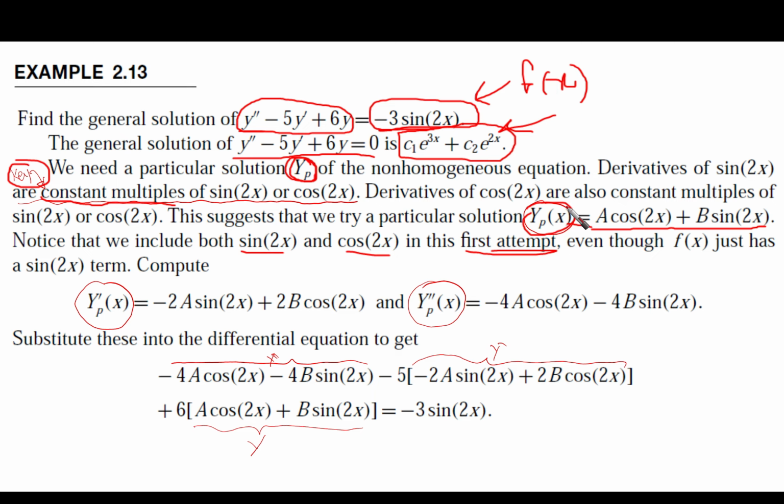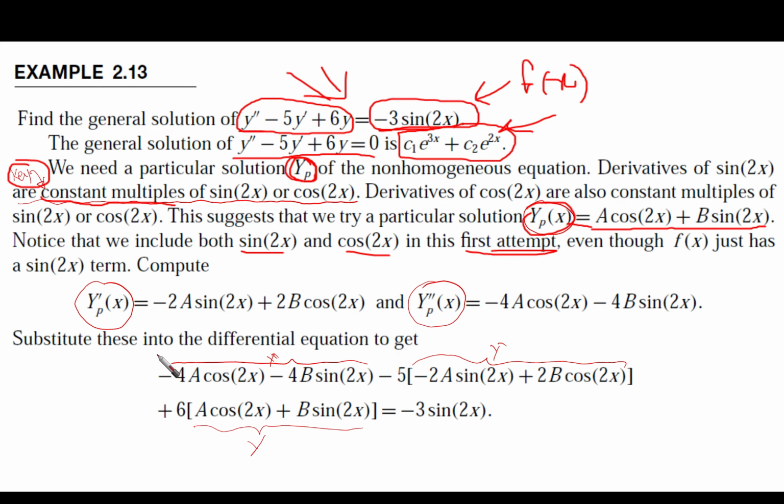We need to obtain y prime and y double prime, and then back substitute in the main non-homogeneous equation. y prime of a cosine 2x plus b sine 2x is going to be minus 2a sine 2x, which is for the first term, plus 2b cosine 2x, which is the derivative of the second term. And y double prime p of x equals minus 4a cosine 2x, from minus 2a sine 2x, and minus 4b sine 2x, from 2b cosine 2x. Nice, great.